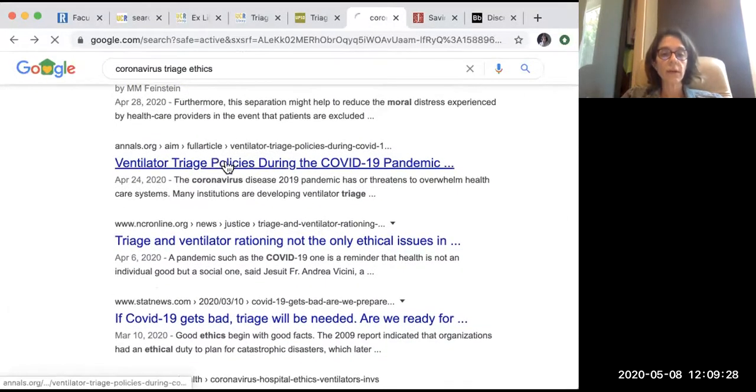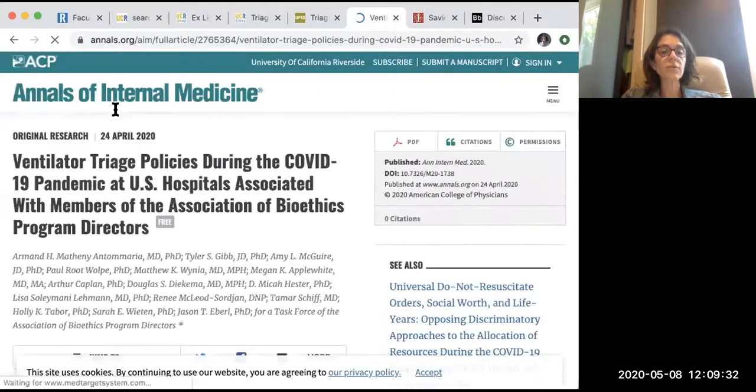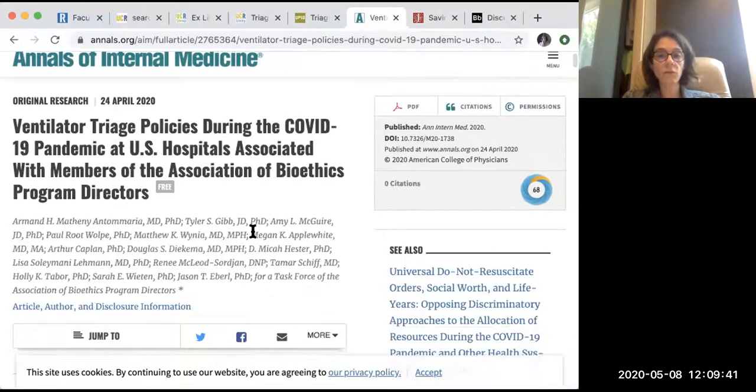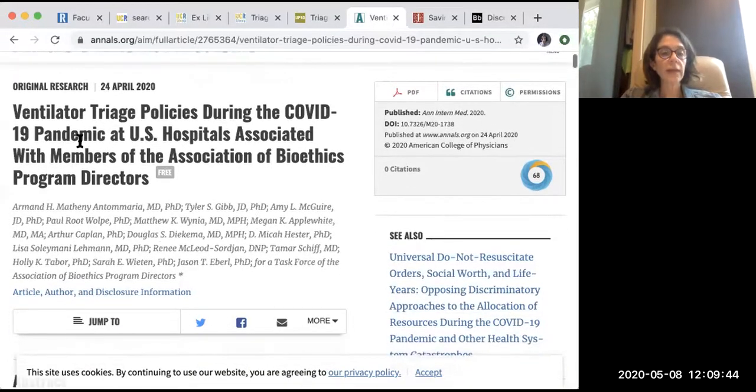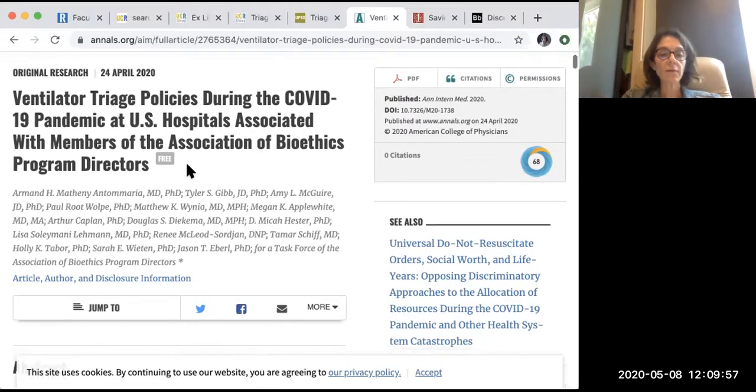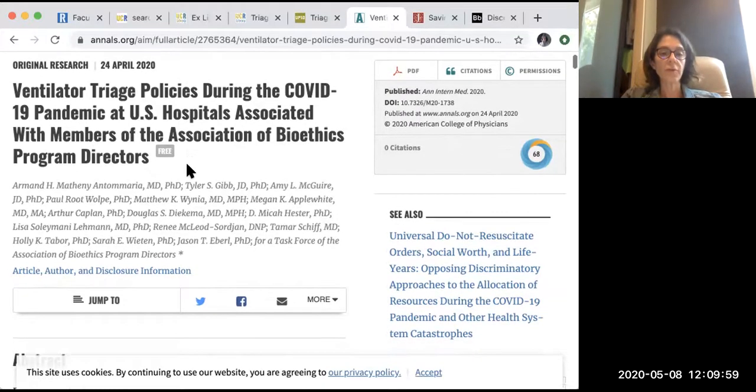Annals.org. Again, you need to look up what is annals.org, right? Annals of Internal Medicine. So yes, here it's showing that I have access to this because I am signed into the UCR library. And here we have, it's free, probably because it's about COVID and a lot of COVID related data. Usually behind a paywall for subscriptions to magazines or newspapers, a lot of those publishers are offering it free.